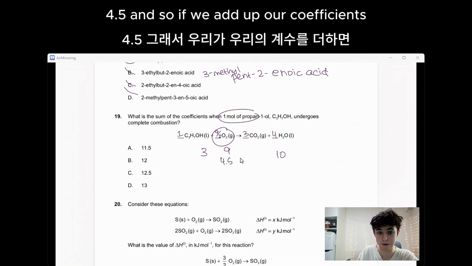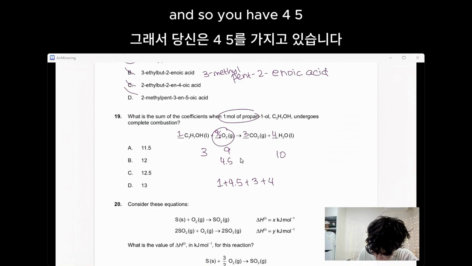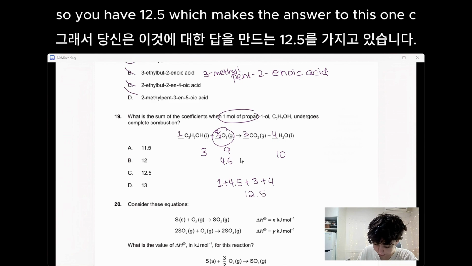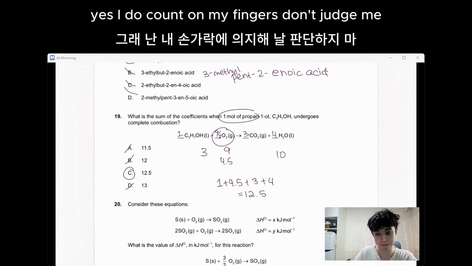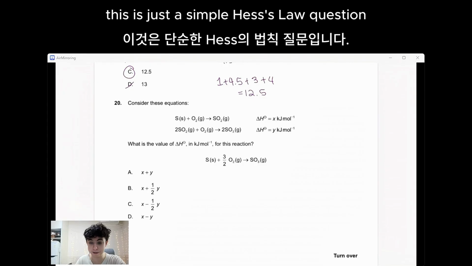And so if we add up our coefficients, we have 1 plus 4.5 plus 3 plus 4. And so you have 4, 5, 6, 7, 8, 9, 10, 11, 12. So you have 12.5, which makes the answer to this one C. Yes, I do count on my fingers. Don't judge me. Okay, and for this number 20, this is just a simple Hess's law question.